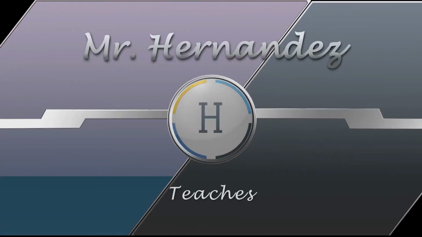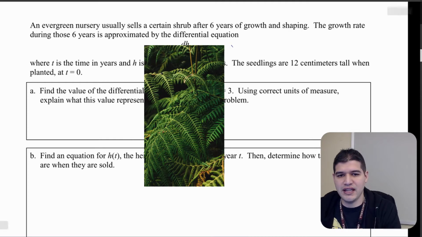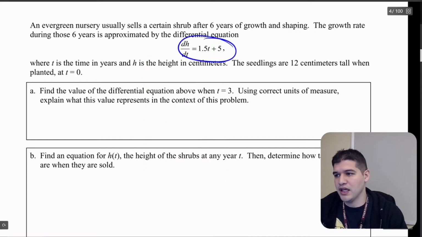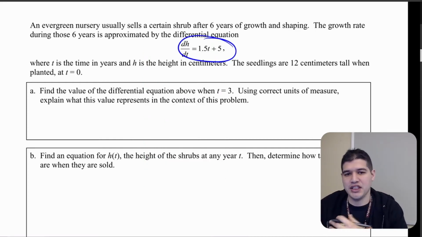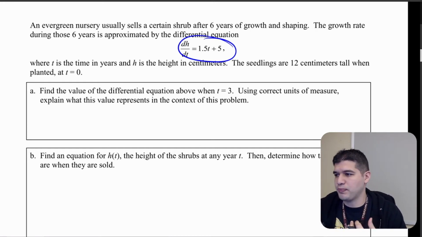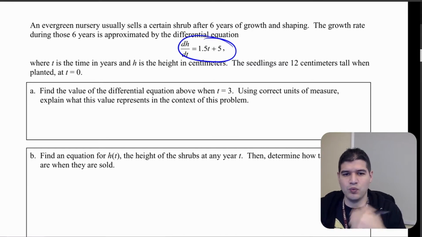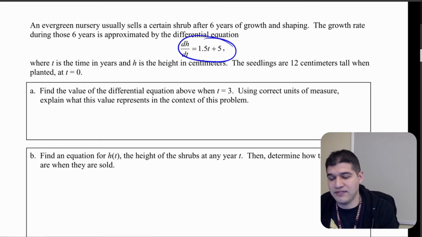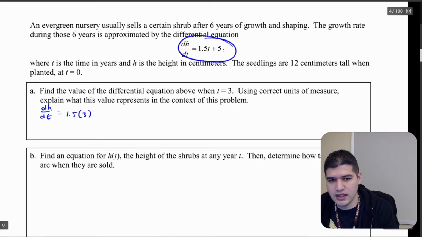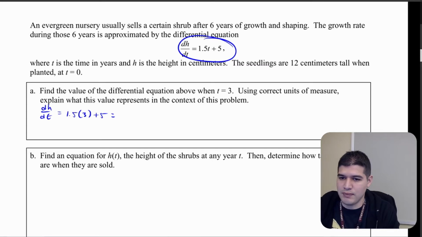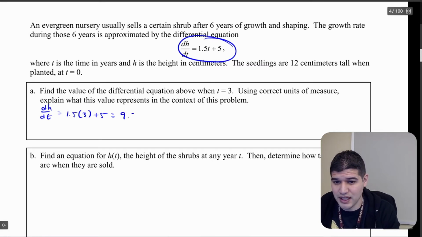So here we're looking at a shrub, and we're given some information about the derivative. The rate at which that height is changing in terms of t, which is measured in years. In this first part, we want to find the value of this differential equation when t equals 3. So let's evaluate it here. dh/dt equals 1.5 times 3 plus 5. And so 1.5 times 3 is 4.5, plus 5, that's going to be 9.5.